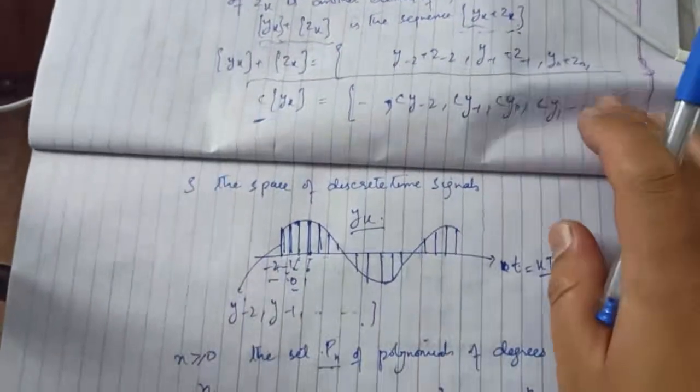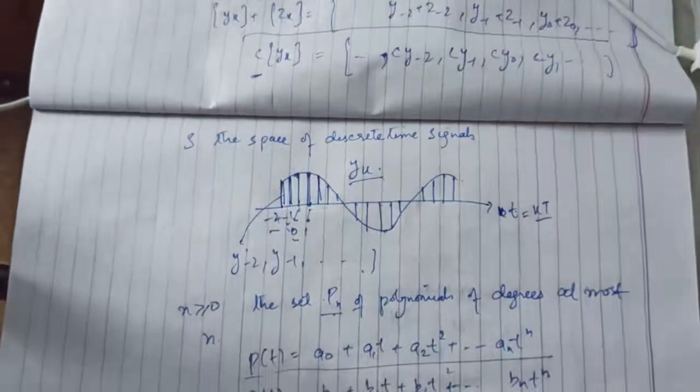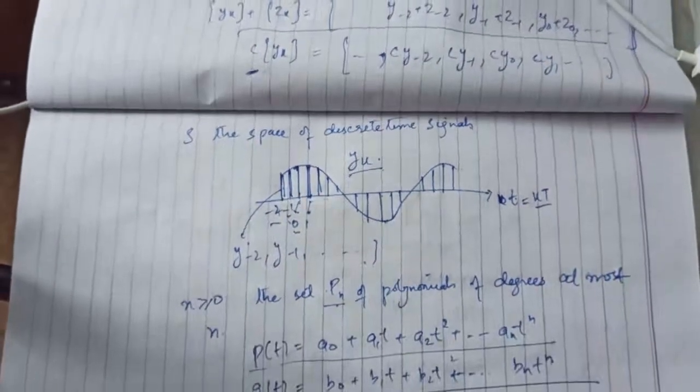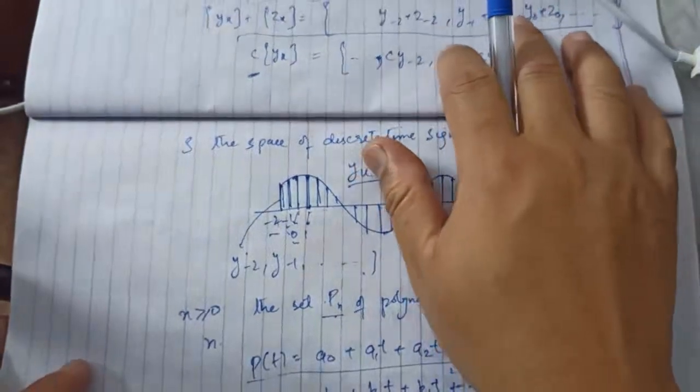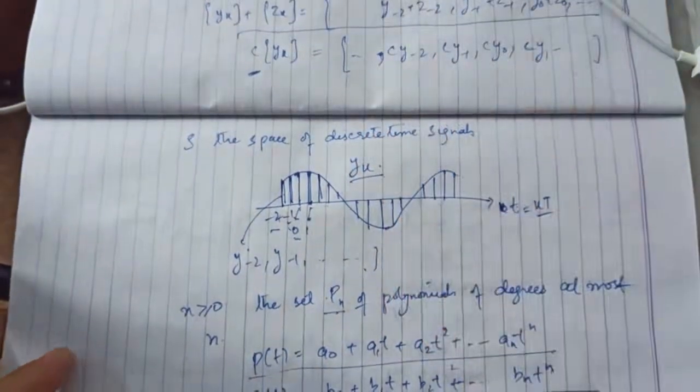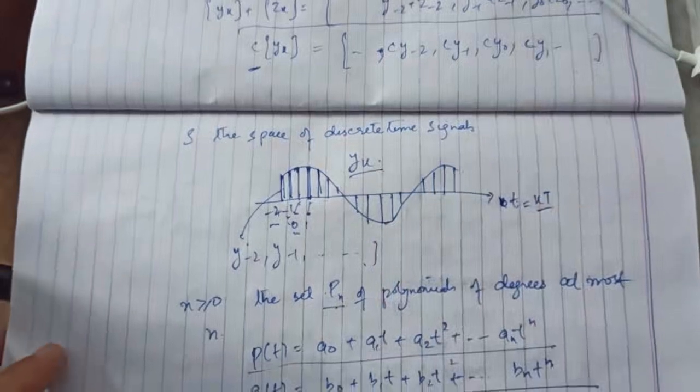You will see a lot of this probably in your 4th and 5th semester, where you start interpreting the discrete-time signal as a vector space, right?